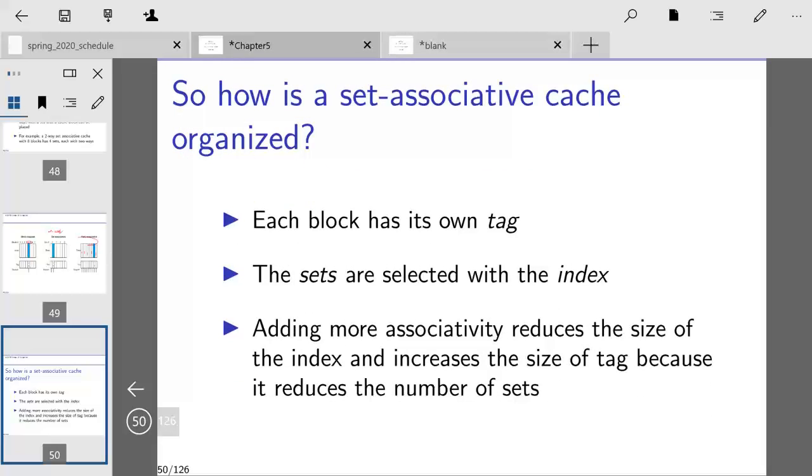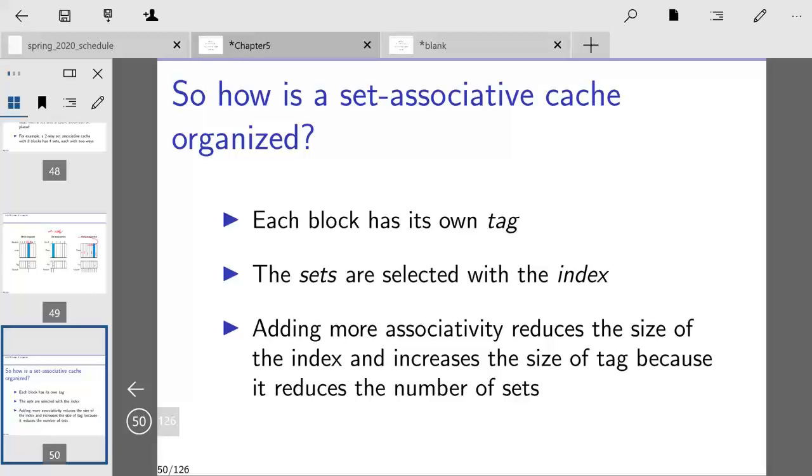So each block has its own tag, and we'll go back to that diagram in just a second to illustrate that. The sets are selected with that index. The way to look at a direct map is that a direct map cache is almost like a special kind of set associative cache where there's only one way. It's a one-way set associative. In that case, your number of sets is equal to your number of blocks, and so each index uniquely identifies each set, which uniquely identifies each block. That's a direct map.